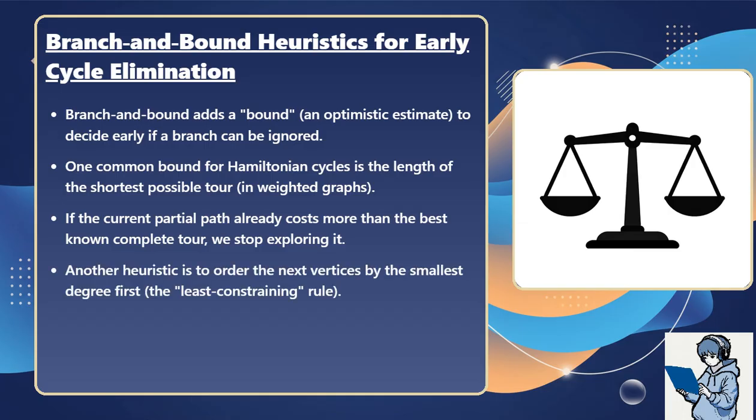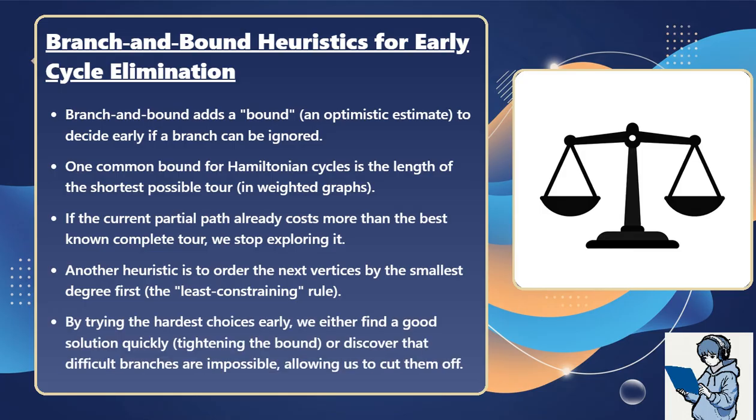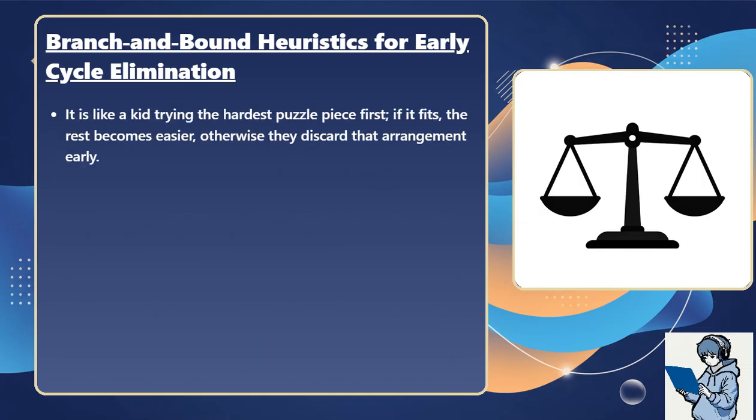Another heuristic is to order the next vertices by the smallest degree first, the least constraining rule. By trying the hardest choices early, we either find a good solution quickly, tightening the bound, or discover that difficult branches are impossible, allowing us to cut them off. It is like a kid trying the hardest puzzle piece first. If it fits, the rest becomes easier, otherwise they discard that arrangement early.